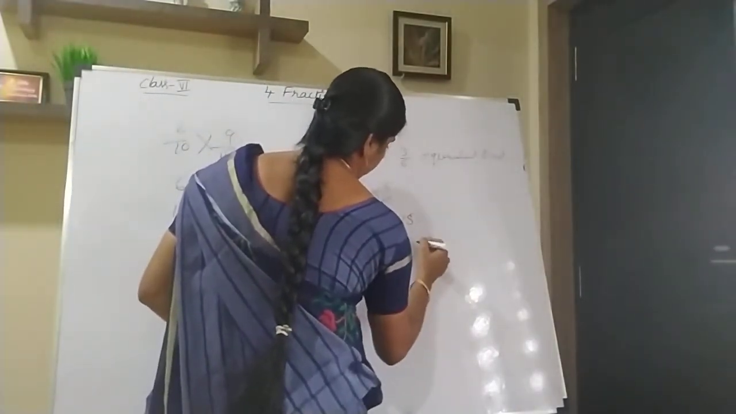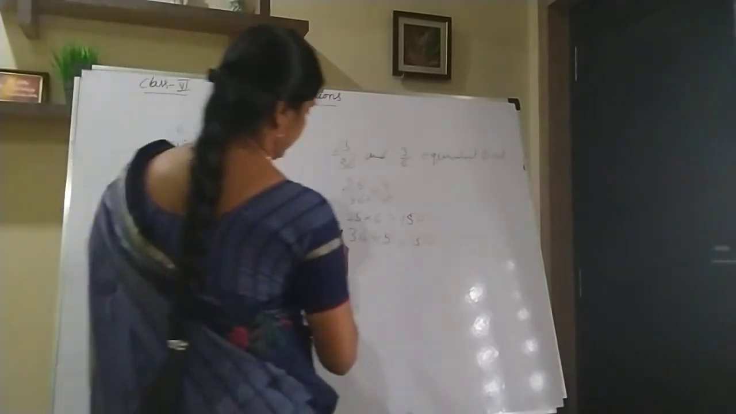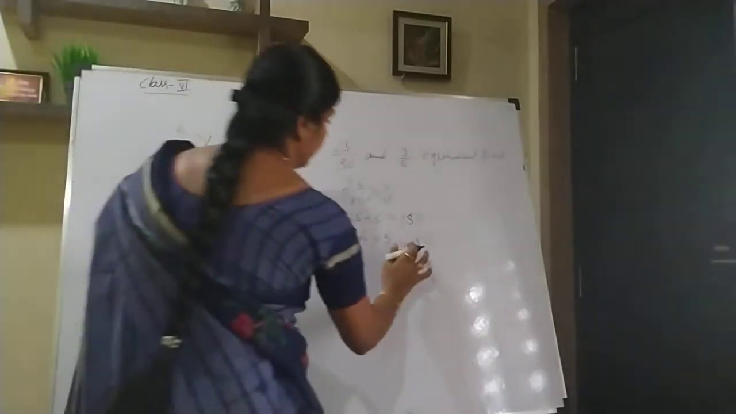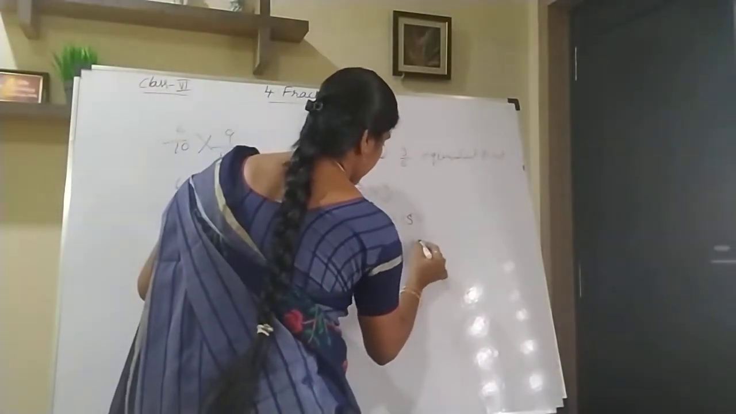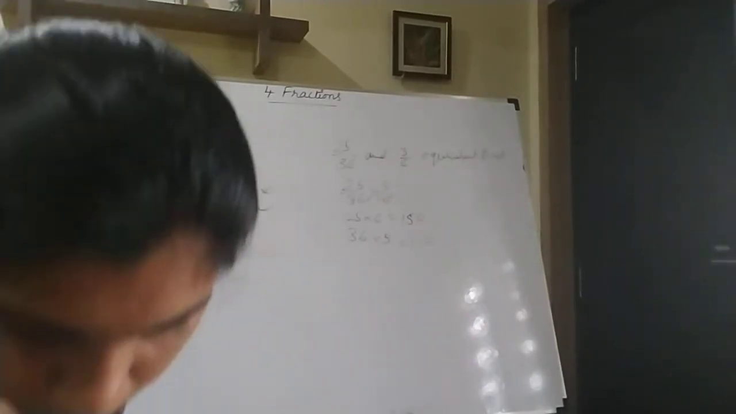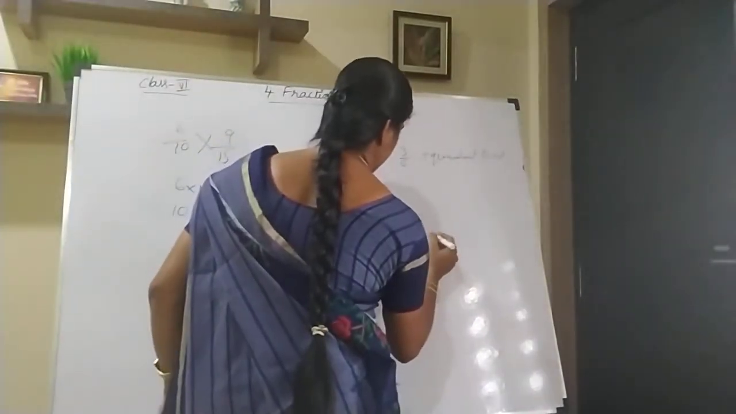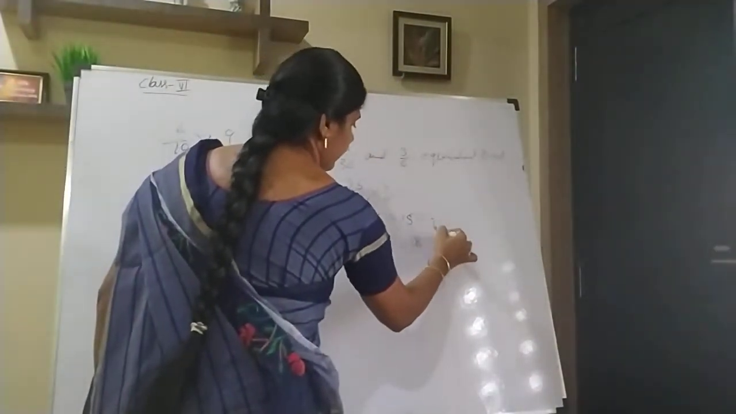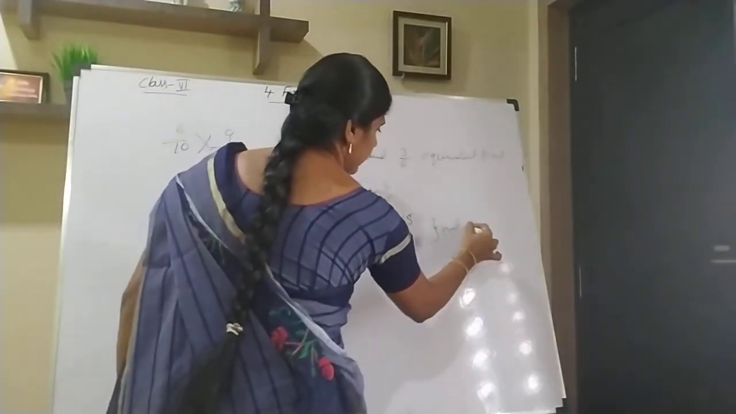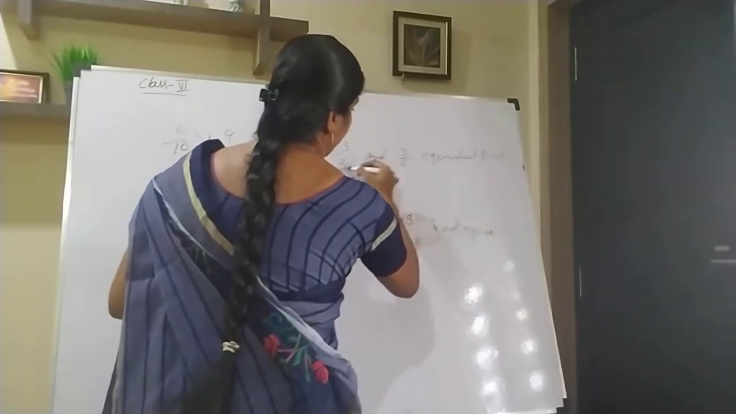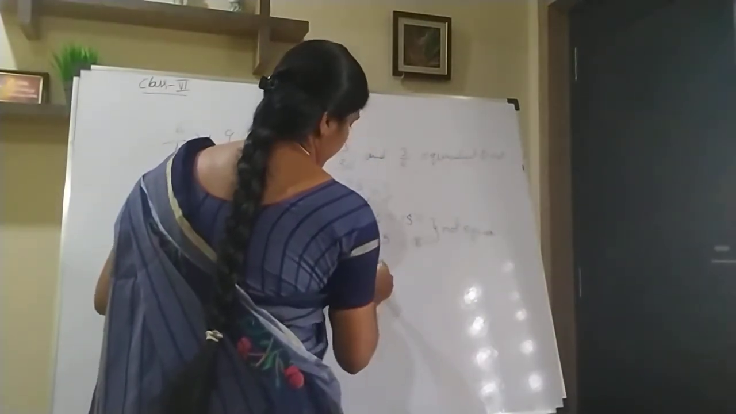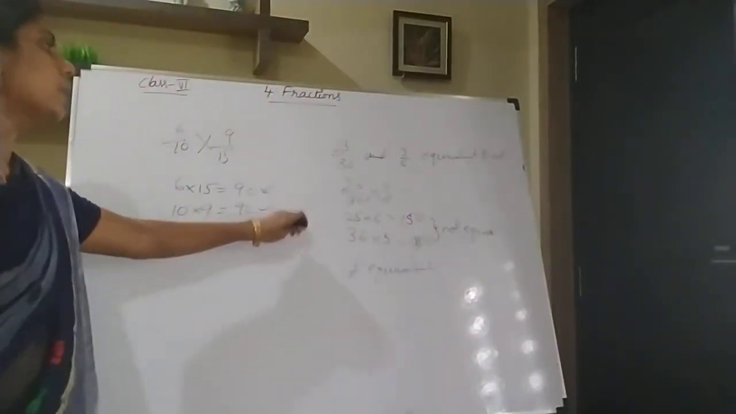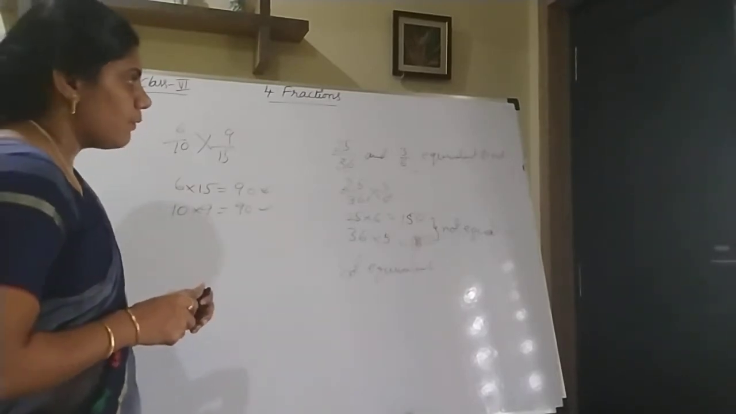See this one, 150. See again. So this is also not equal. Okay, this 150 and 180 are not equal. So the given fractions are not equivalent. Okay, not equivalent. Like that you have to find out whether the given fractions are equivalent or not.